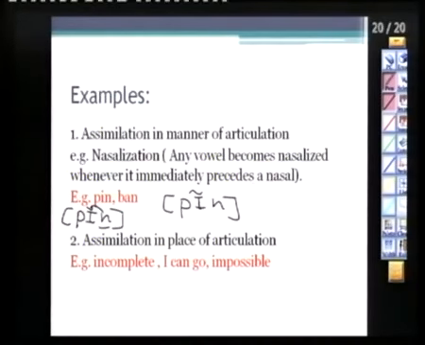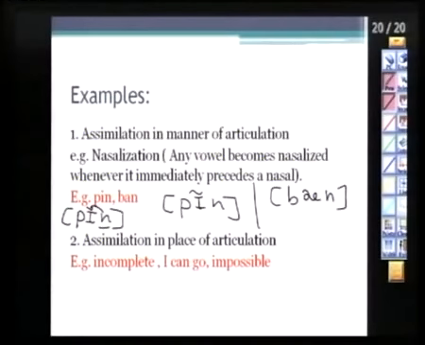How do you transcribe the word pan? This is how you transcribe the word pan. Now the nasal n is going to affect the pronunciation of a, and it's going to become nasalized. This is assimilation, but in what? In manner of articulation. Okay? So the nasalization rule, what does it say? Any vowel becomes nasalized when it immediately precedes a nasal. It means if you have a nasal after the vowel, this vowel is going to become nasalized.